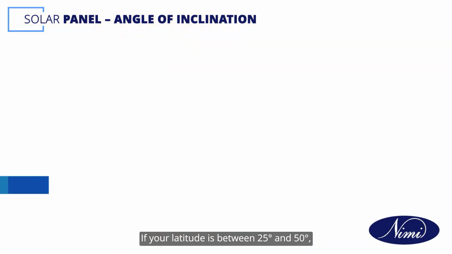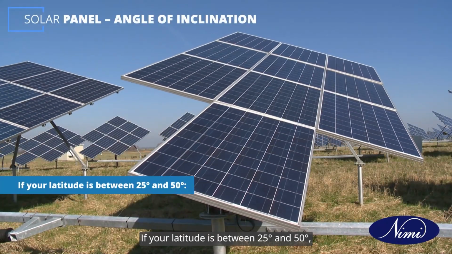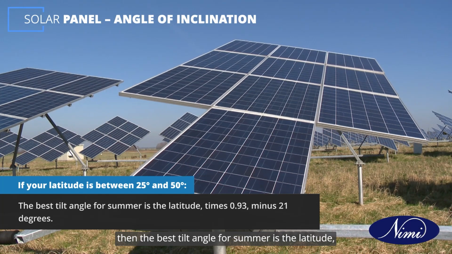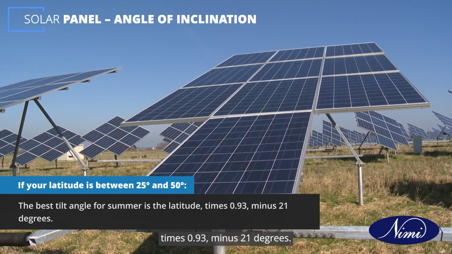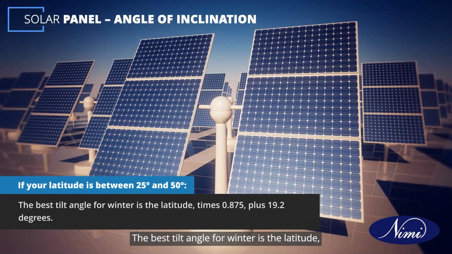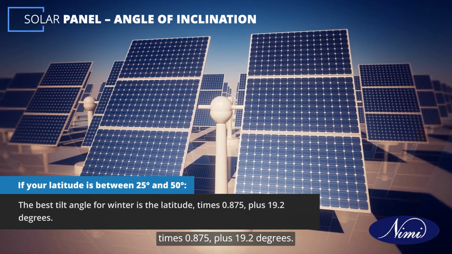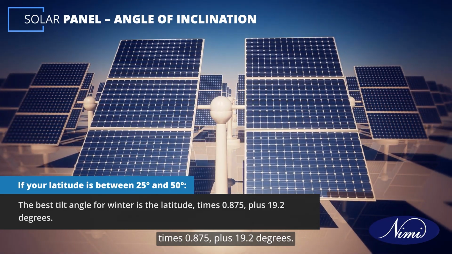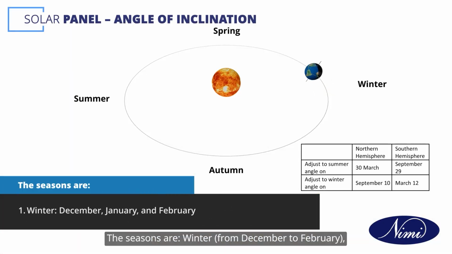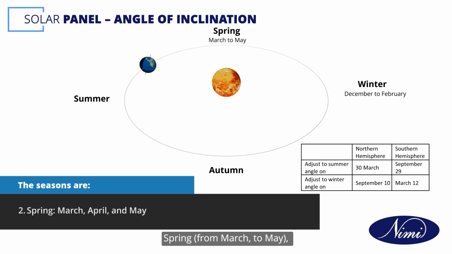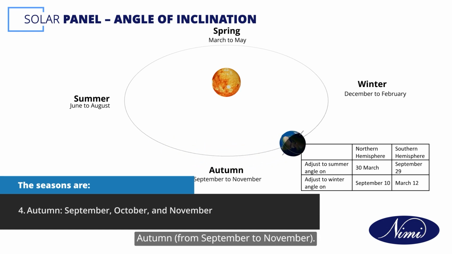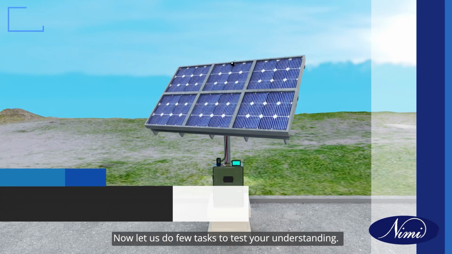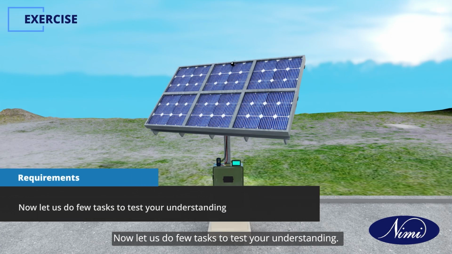energy collection. If your latitude is between 25 degrees and 50 degrees, then the best tilt angle for summer is the latitude times 0.93 minus 21 degrees. The best tilt angle for winter is the latitude times 0.875 plus 19.2 degrees. The seasons are winter from December to February, spring from March to May, summer from June to August, and autumn from September to November. Now let us do few tasks to test your understanding.